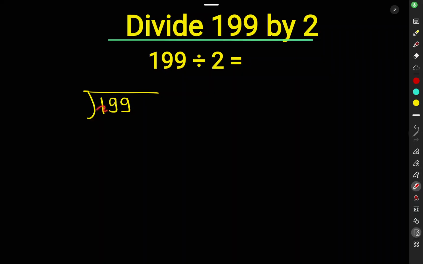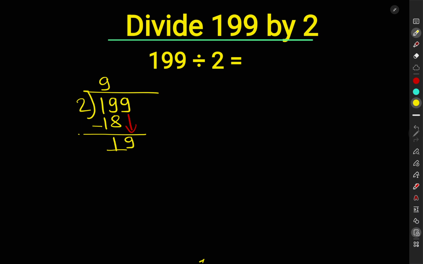We divide 199 by 2 in a long division method. So 2 times 9 means 18. On subtracting we get 1. So now this 1 is less than 2. So we put down this number beside 9.